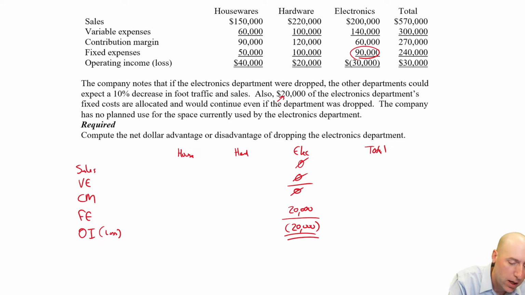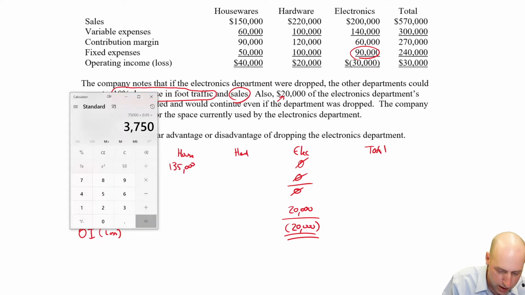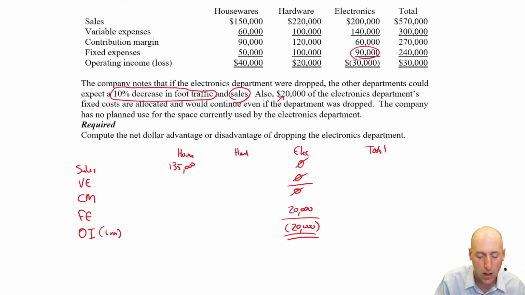Unfortunately, though, my other departments take a 10% hit, right? Decrease in foot traffic and sales. So when I look at housewares, its sales aren't going to be 150, they're going to be 10% lower. 10% lower is 135. And the math there is just 150. A 10% drop means I'm keeping 90%. 150 times 0.9 is 135.